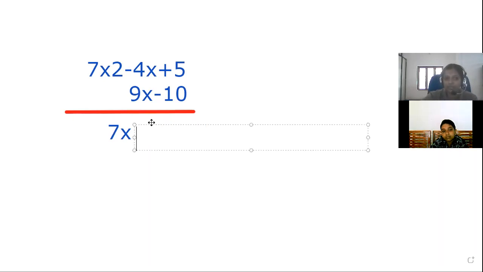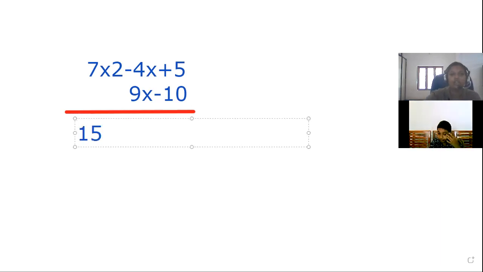Then what happens? 7x square minus 4x plus 5 minus 9x minus 10 plus 5. Minus of minus 10 becomes plus 10. Then what happens? 5 plus 10 is equal to 15. Constant term becomes 15. And what about minus 4x minus 9x? Minus 4x minus 9x is minus 13x.